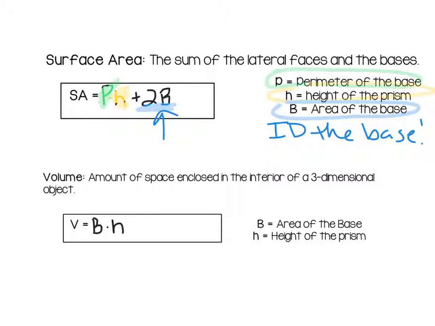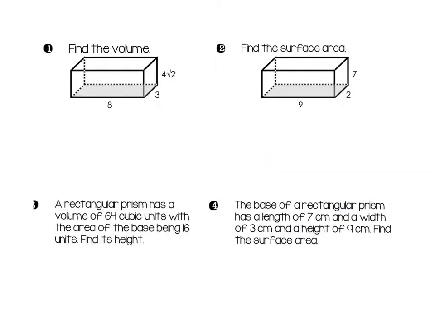For volume, you have the amount of space enclosed in the interior of a 3-dimensional object. How much does it take to fill the object? We're still going to have the area of our base, and we multiply that by the height of the prism. So when I look at these first ones, these are rectangular prisms, and you probably know the volume formula as length times width times height, which is true for a rectangular prism, but we're going to try to use the same formulas all throughout.